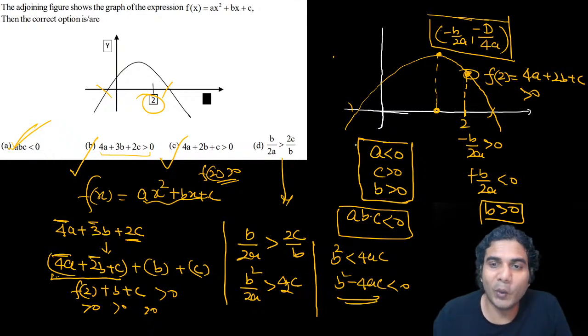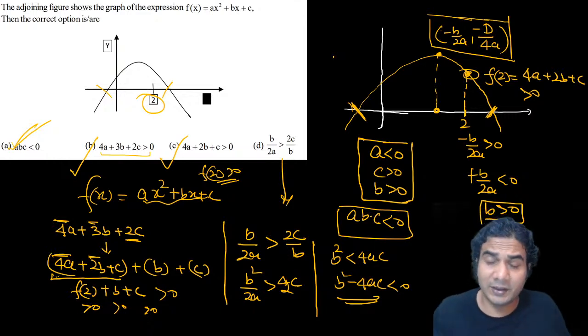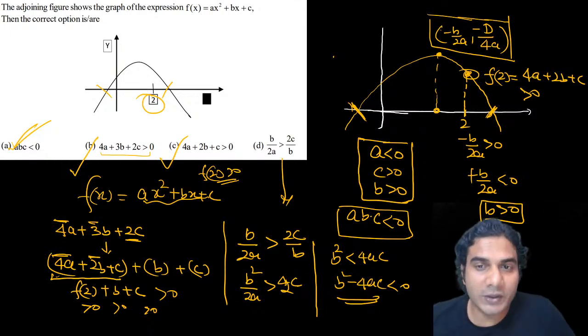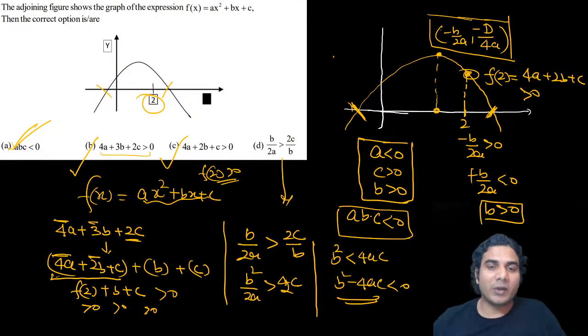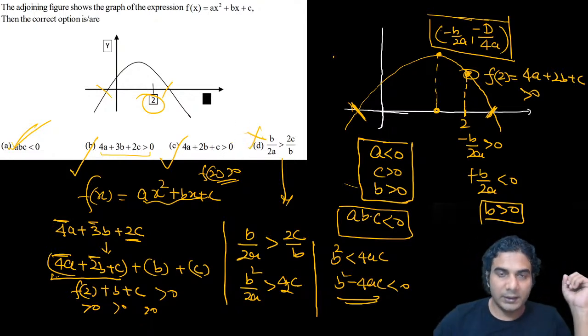That means it is saying that b square minus 4ac is negative. Is it? No. Clearly we can see the graph is cutting the x-axis at 2 points. That means ax square plus bx plus c has real roots. And if it has real roots, then b square minus 4ac must be positive. All right. So D option is wrong. Only 3 options are correct.